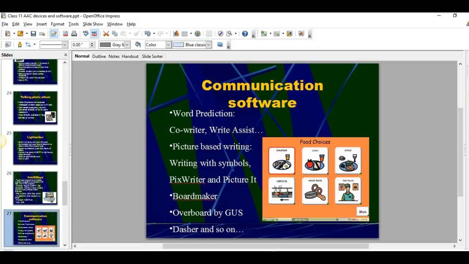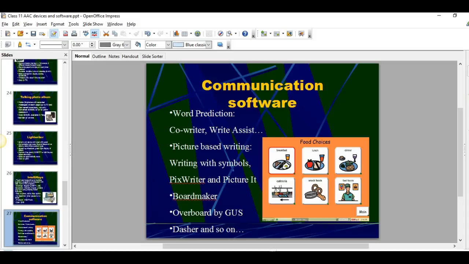And then all these are softwares that are available for computers or tablets. There's a word prediction software such as CoWriter or Write Assist. There's picture-based writing, what you can see on the picture here. One is called Writing with Symbols, and another one is called PixWriter or Picture It. And very commonly used is BoardMaker, which is a program that looks up all these different icons with words on it, and those are used for all these devices, or for labeling items, or for creating stories, or just to help children who do not have words to put together sentences, and it's all visual.